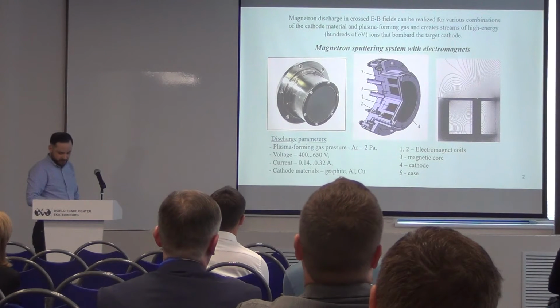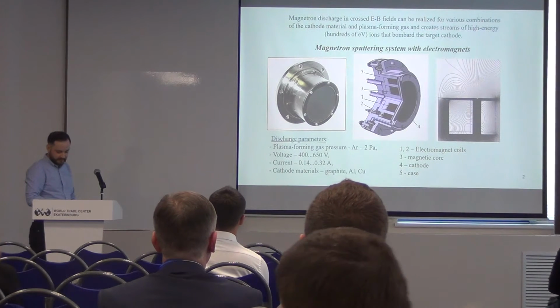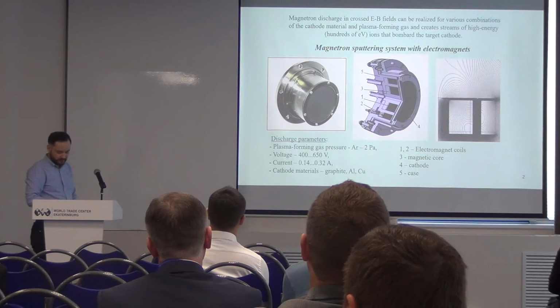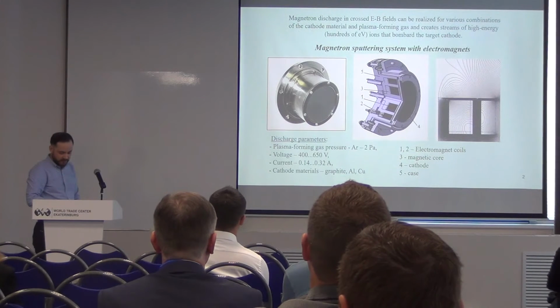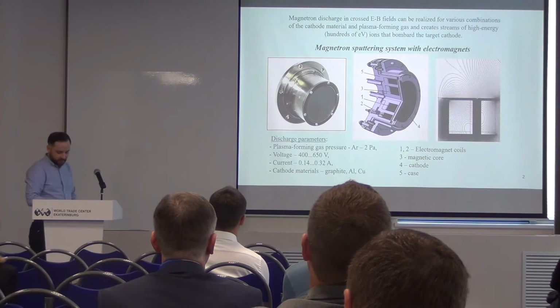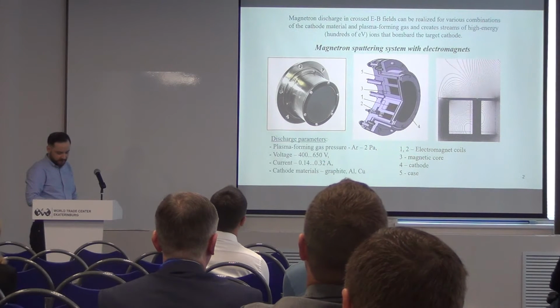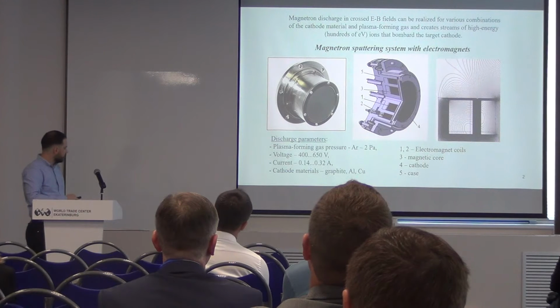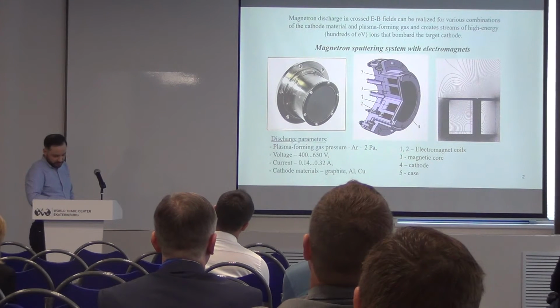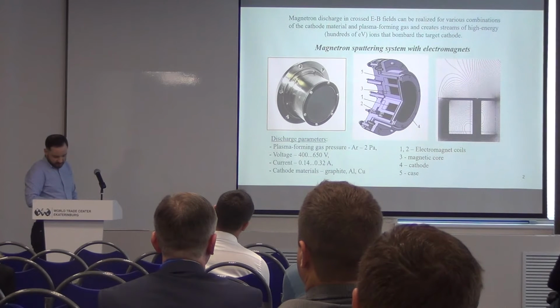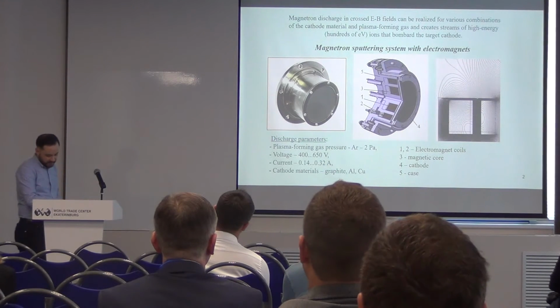Magnetron discharge in crossed electric and magnetic fields can be realized for various combinations of cathode material and plasma forming gas, and creates streams of high energy ions that bombard the target cathode. This slide shows the typical design of a magnetron sputtering system with electromagnets and the characteristic discharge parameters implemented in this research work.